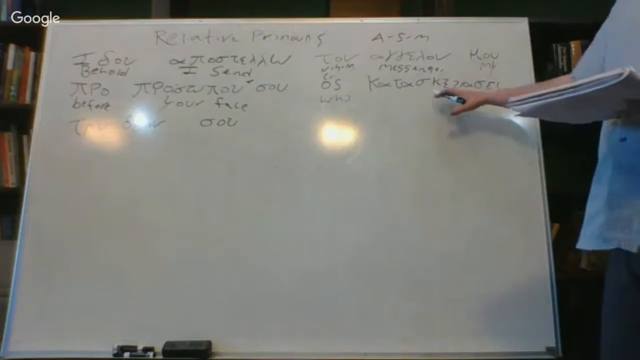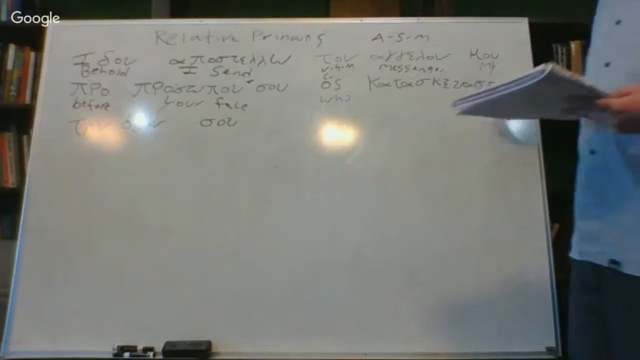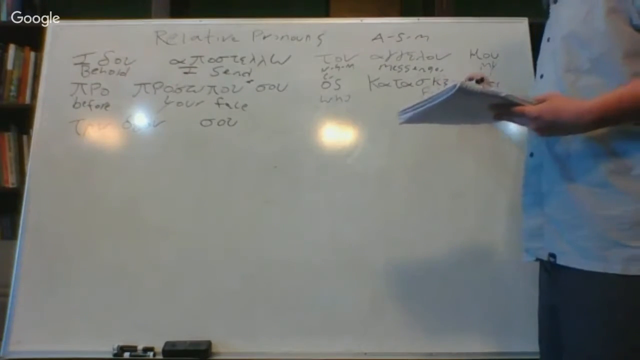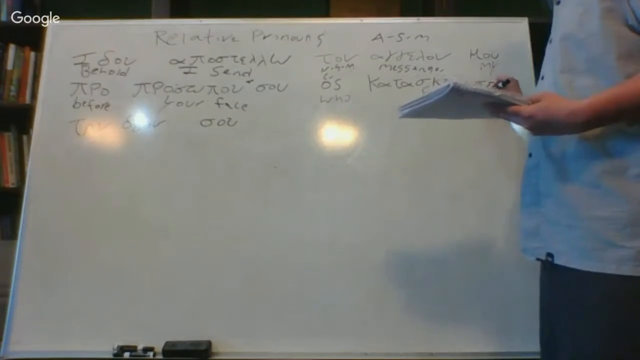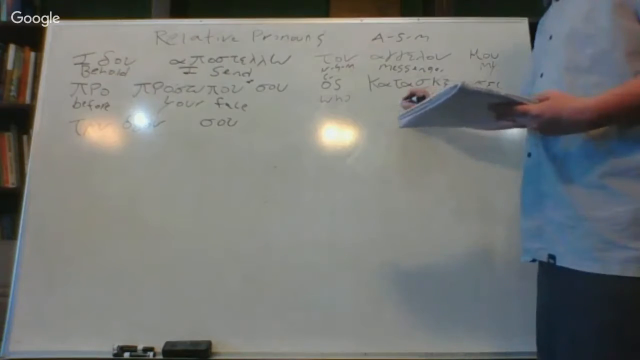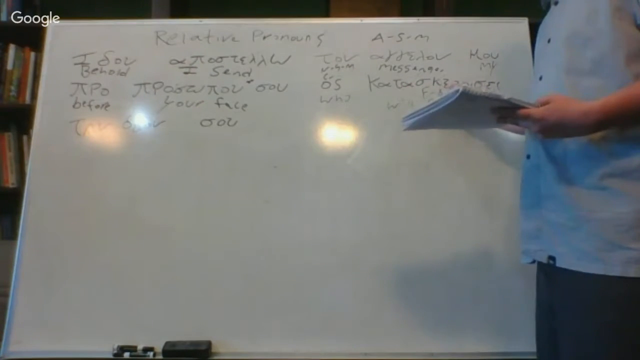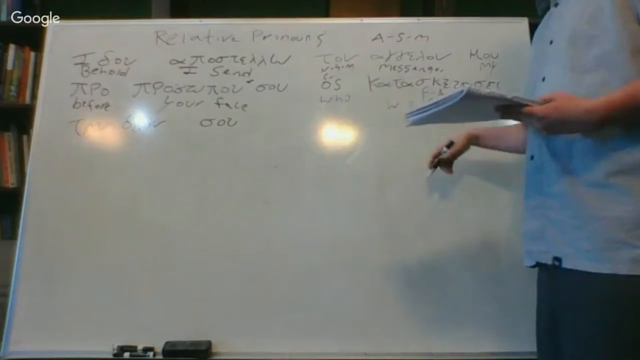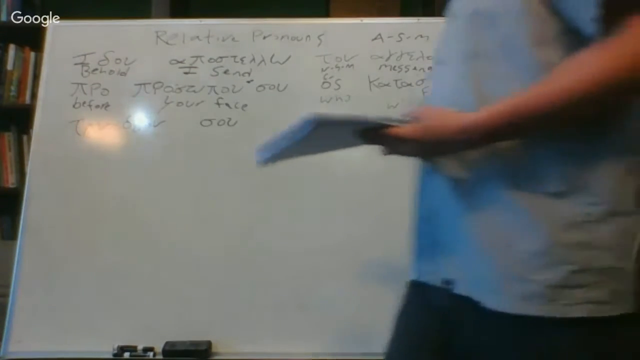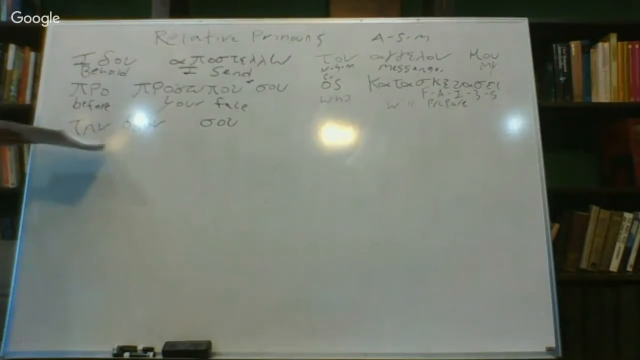And then kataskeuasei, you don't probably know that one. But this is future, active, indicative, third, singular, and it means will prepare. Or he will prepare. But we'll go ahead and cut out the he. All right. Who will prepare, ten.